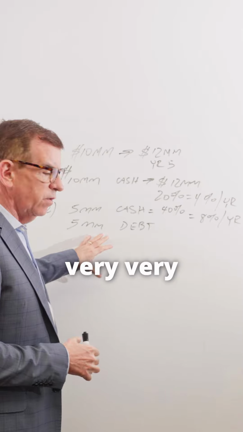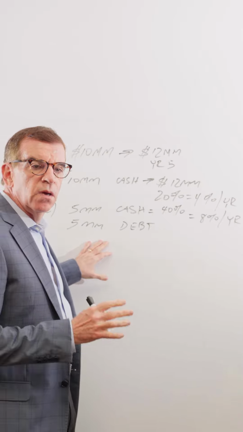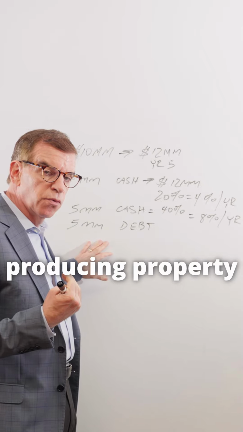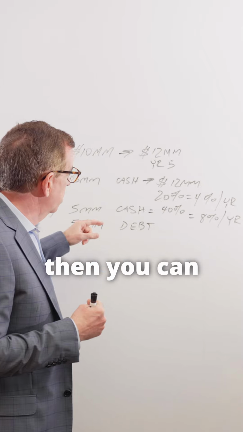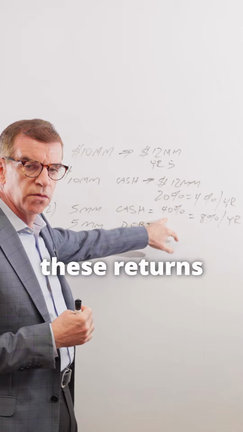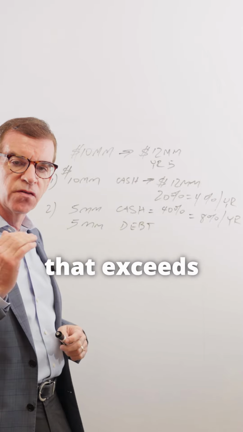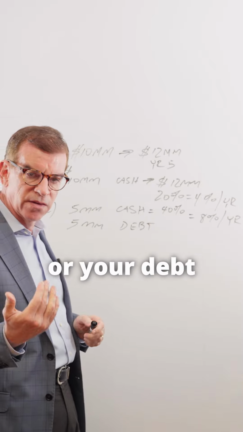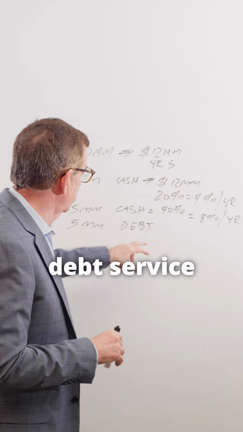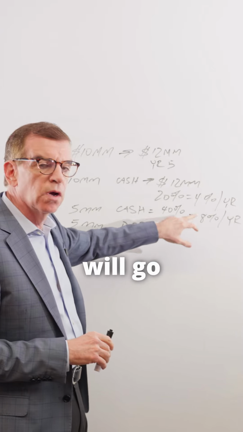Now, that's a very, very simple calculation. If it's an income producing property, then you can increase these returns by not just adding debt, but if you have cash flow that exceeds your interest rate or your debts, both interest rate and debt service, these returns will go up even higher.